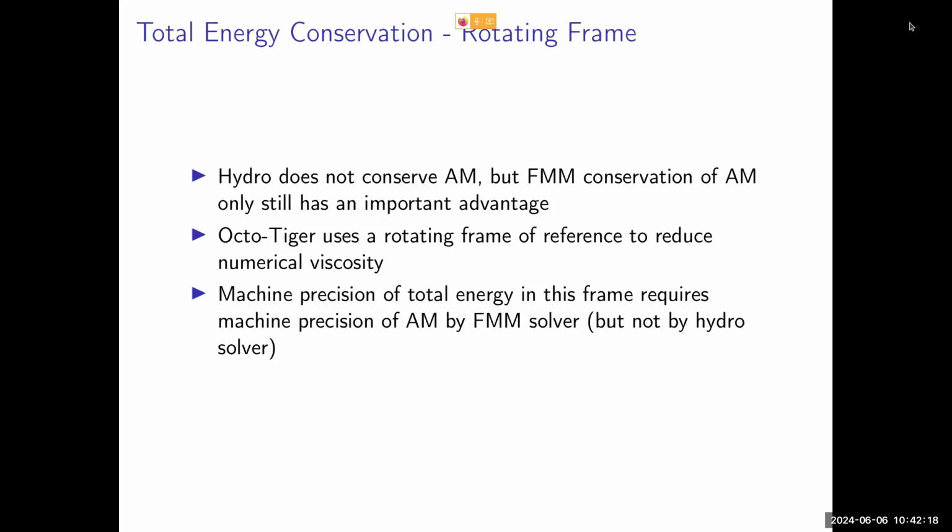But it's not all a loss, because to conserve total energy in the rotating frame of reference, it turns out you have to have machine precision conservation with the gravity. Don't need it for the hydro solver. Need it for the gravity solver. So it's going to do that, and that enables us to use a rotating frame without the stars dissipating.